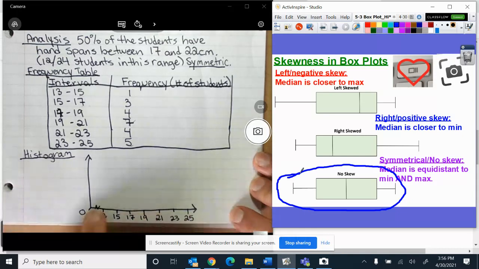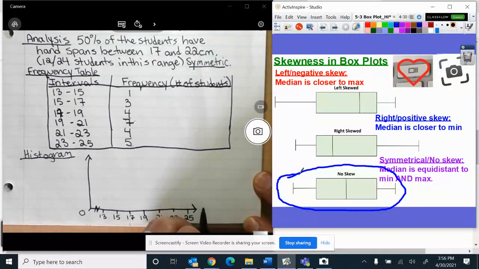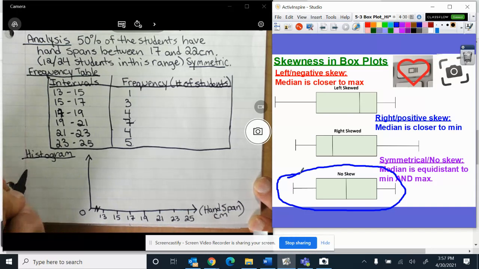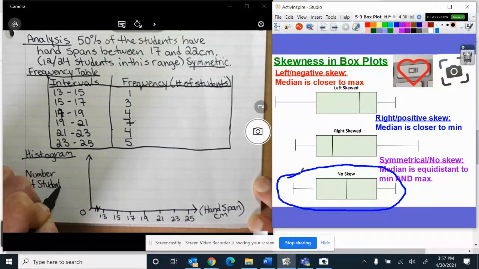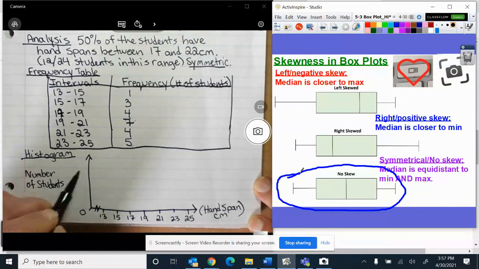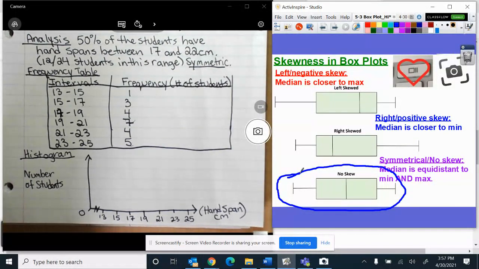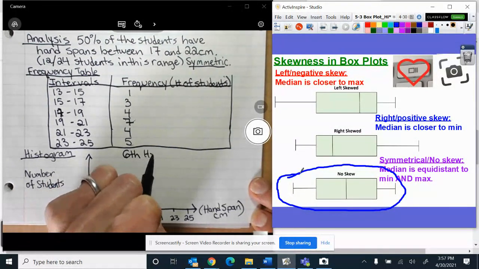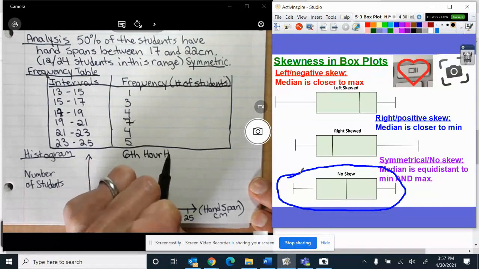Make sure to label this axis. Hand span, centimeters. On the left side, these represent the number of students. And the title of our graph will be 6th hour hand spans.